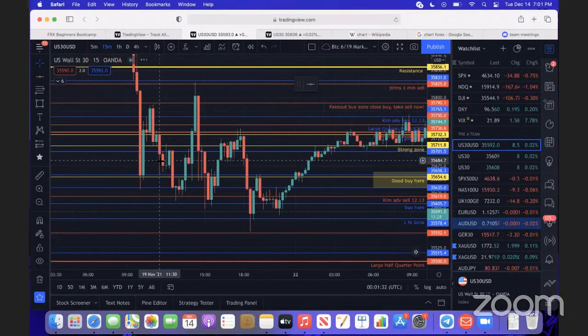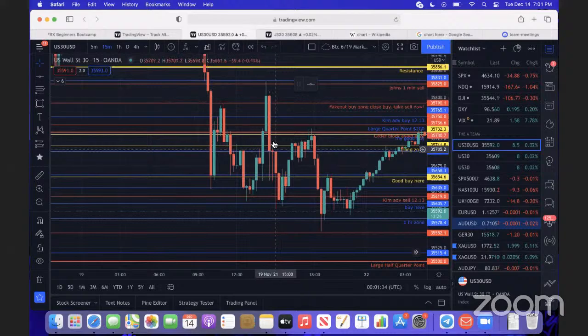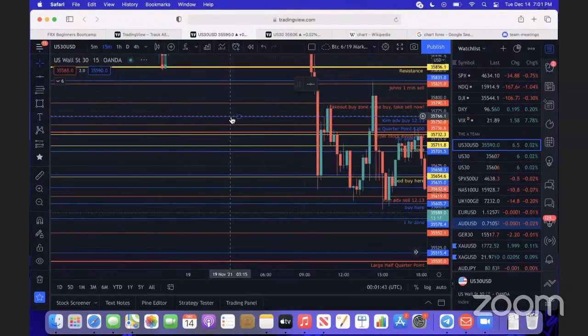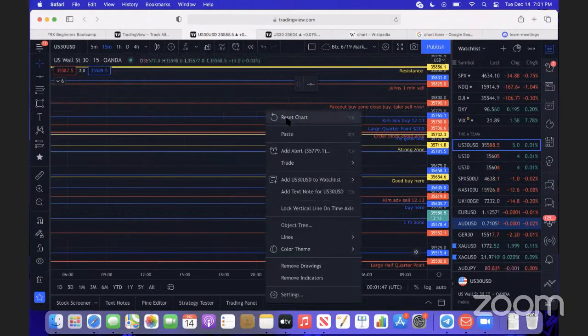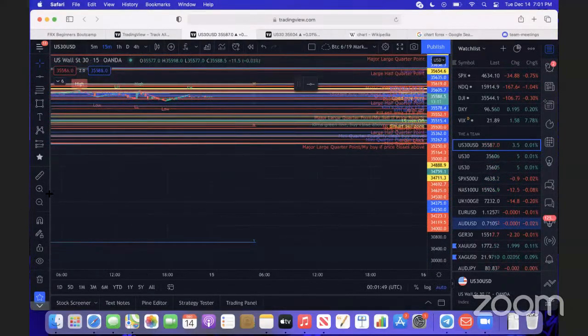So if you back test this area, this fake out buy zone is notorious. Every single time the price enters right in this area, 35,790, it does that. You can go back as far as you want to go. Just back test it. Mark it up on your own charts and back test it. So where are we?